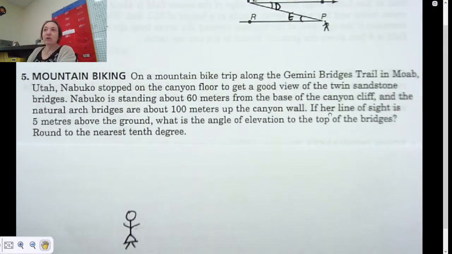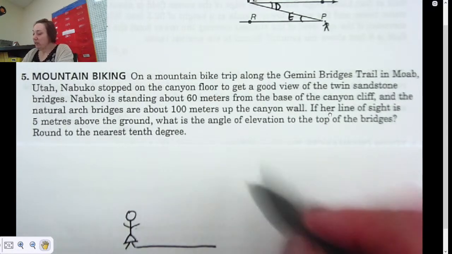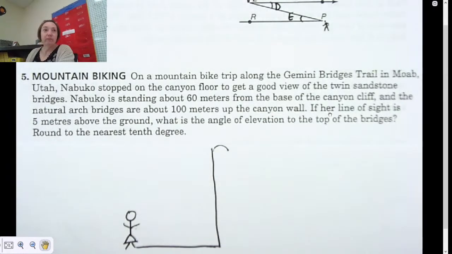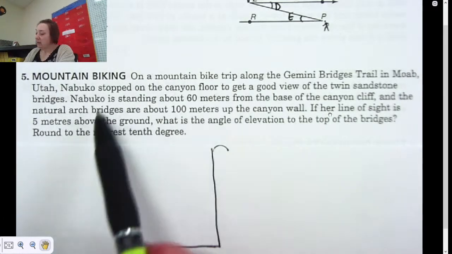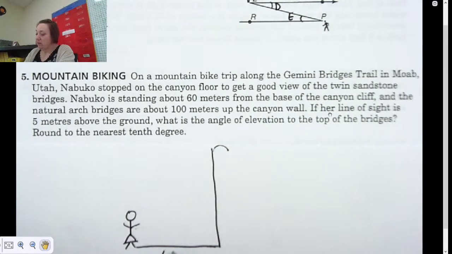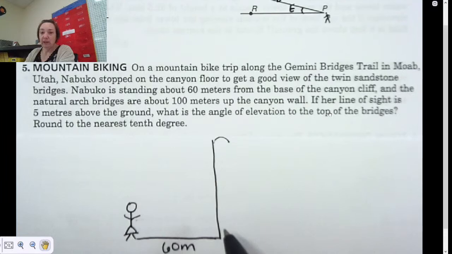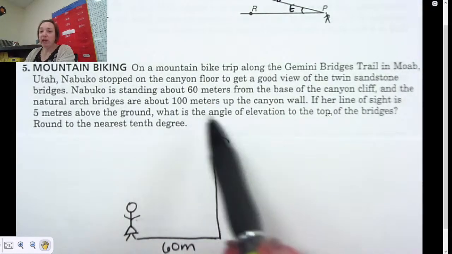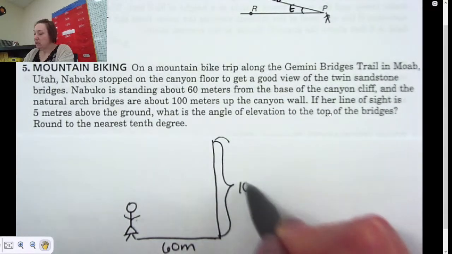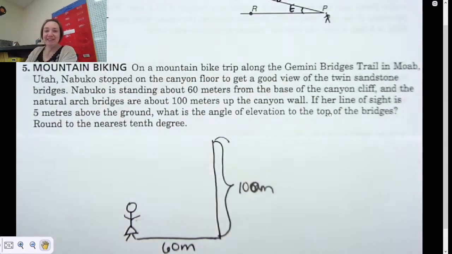Okay, so Nabucco is standing down here at the bottom, right? And she's looking up, and up here is the bridge. Y'all with me? So she's looking up. Now it says that she's standing 60 meters from the base of the canyon. So this is 60 meters, right? And it says that the bridges are 100 meters up the canyon wall. So from here to here is 100 meters. I forgot a 0. 100 meters.